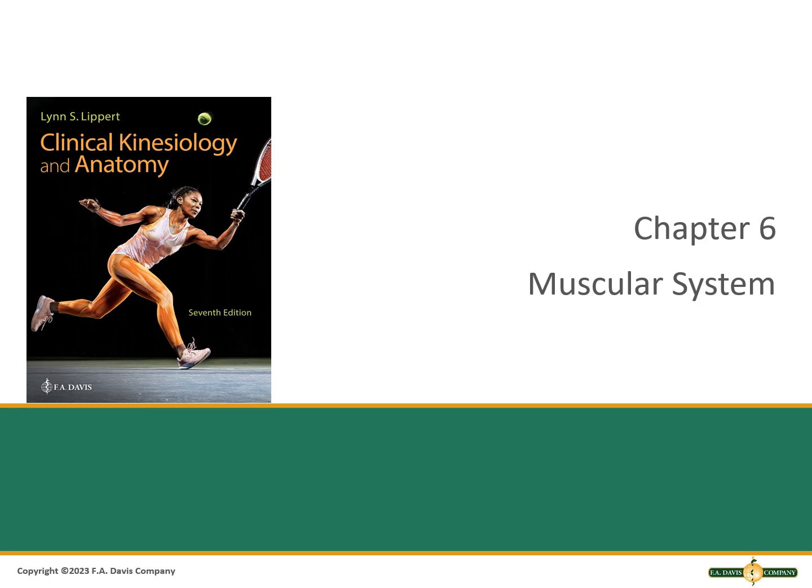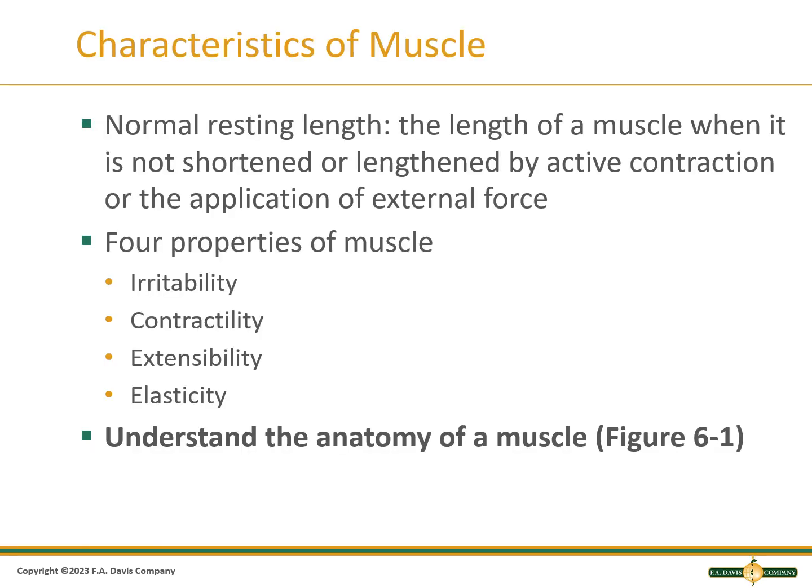Welcome to Chapter 6, covering the muscular system. We'll start off with the characteristics of a muscle because these are important concepts for us to understand in therapy. Normal resting length is the length of a muscle when it's not shortened or lengthened by a contraction or an external force. So if the muscle were to just exist, the length it exists in would be its normal resting length. Muscles have four properties, and we'll talk about each of them: irritability, contractility, extensibility, and elasticity.